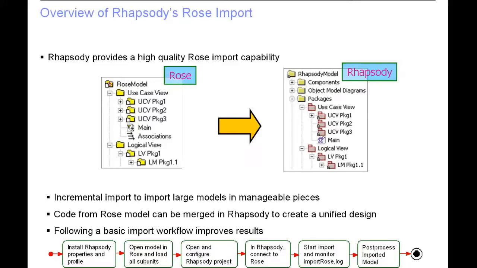We've also had a capability of bringing in the code from Rose to merge those models. So you go through a flow where you install Rhapsody, and then you open up the Rose model, and the Rose model has to do one thing: it has to be able to open in Rose. That sounds obvious, but you have to have a proper Rose model. It has to not have errors in it. Otherwise we can't open enough to extract all the information out of it. So it has to be able to open in Rose.